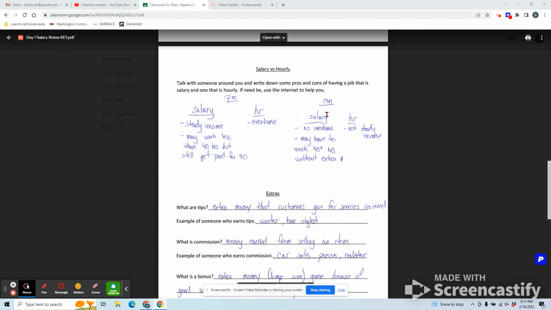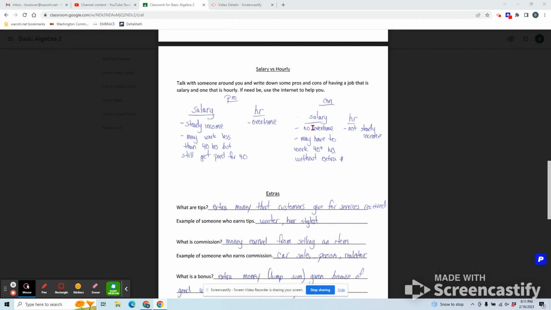Now, the disadvantage of a salary, there's no overtime. So you get paid for 40 hours of work a week, but if you work 52 hours that week, you still only get paid for 40. So you may have to work 40 plus hours without any extra money.